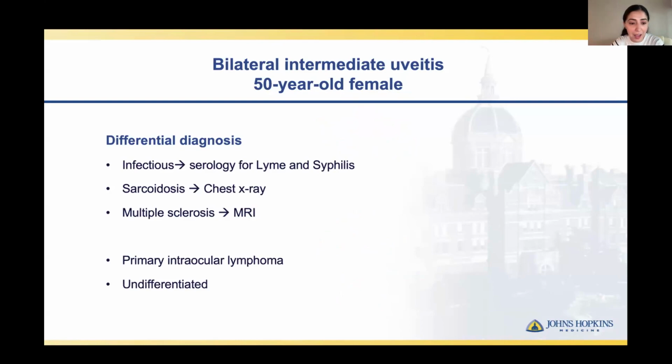Since this patient did have some neurological symptoms, we decided to order an MRI of brain and orbits to rule out this condition, although it would be a late presentation of multiple sclerosis, which is only seen in about 5 to 15% of patients with this disease. This could also be due to a primary intraocular lymphoma or undifferentiated intermediate uveitis. Laboratory workup was negative for the first 3 differential diagnoses.